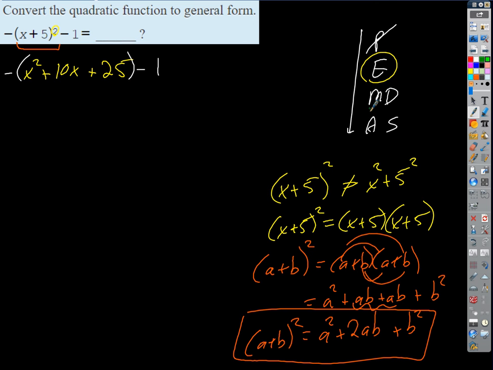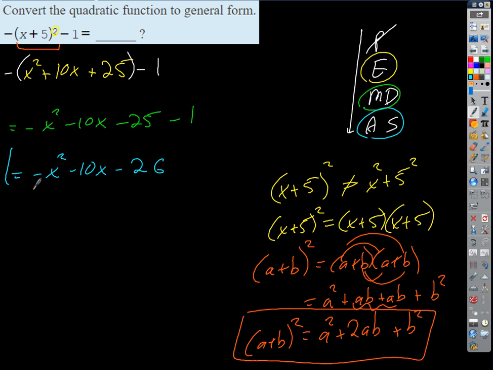Next, multiply, divide. What's that mean? What am I multiplying? Yeah. I'm multiplying the negative 1 times the whole thing, so I'm going to distribute the negative all the way through. Right? So I'm going to get negative x squared minus 10x minus 25 minus 1, and then finally, last step, add, subtract. Yeah, combine like terms, add the like terms. So negative 25 and negative 1 is negative 26. So my final answer, negative x squared minus 10x minus 26.